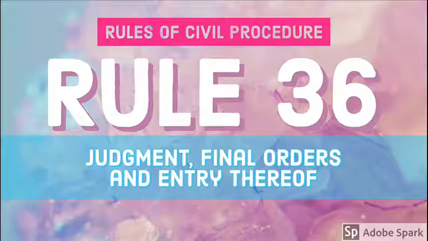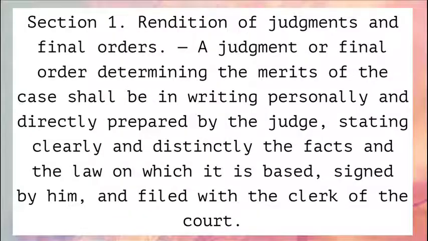Rule 36. Judgments, final orders and entry thereof. Section 1. Rendition of judgments and final orders. A judgment or final order determining the merits of the case shall be in writing personally and directly prepared by the judge, stating clearly and distinctly the facts and the law on which it is based, signed by him, and filed with the clerk of the court.